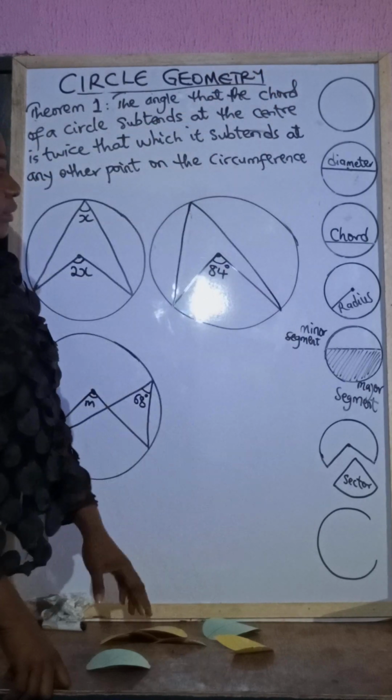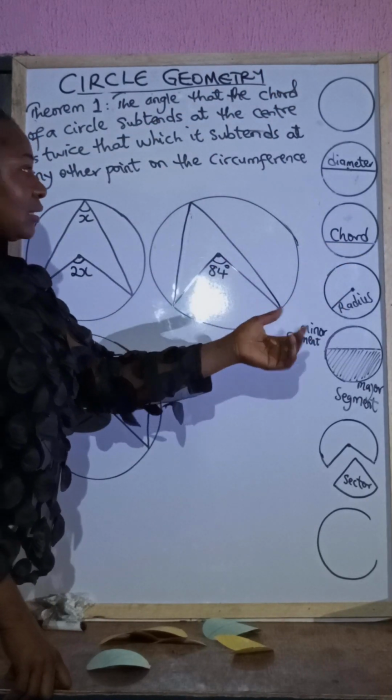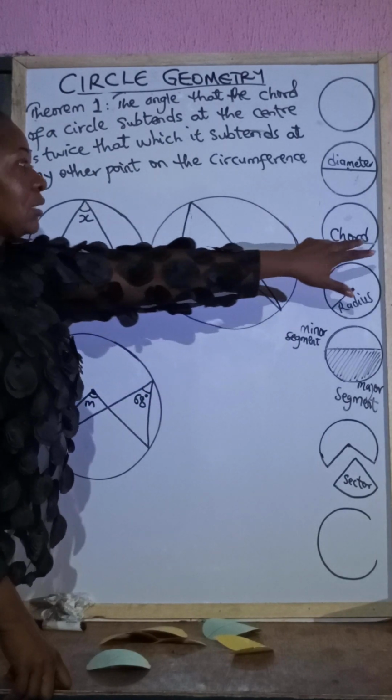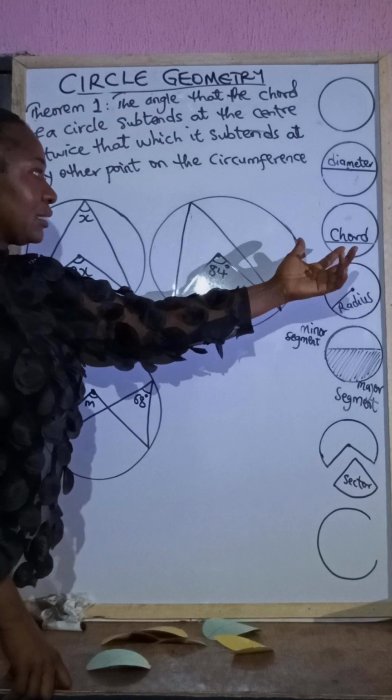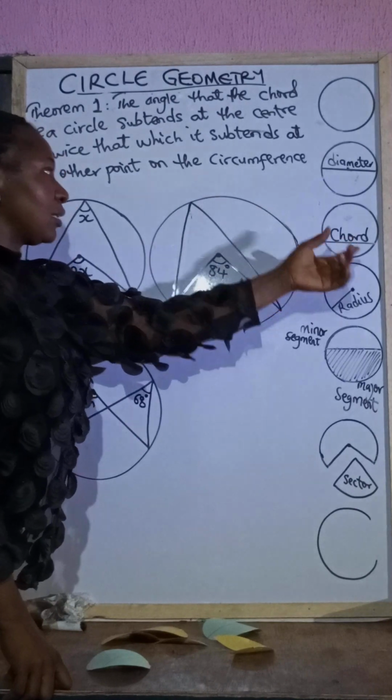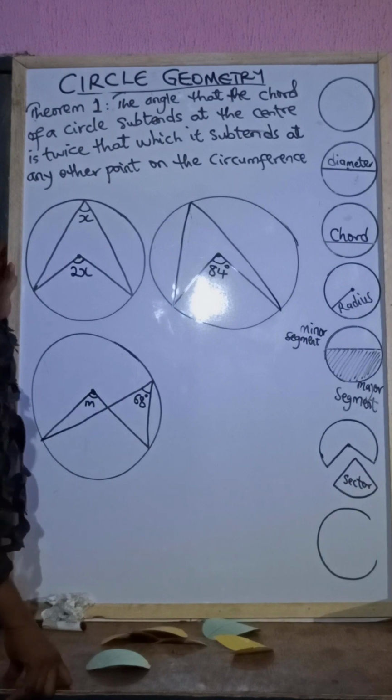And when we have a circle, we have a chord. A chord is a line segment that touches the circle at 2 points on its circumference. A line segment joining the circle at 2 points on its circumference.